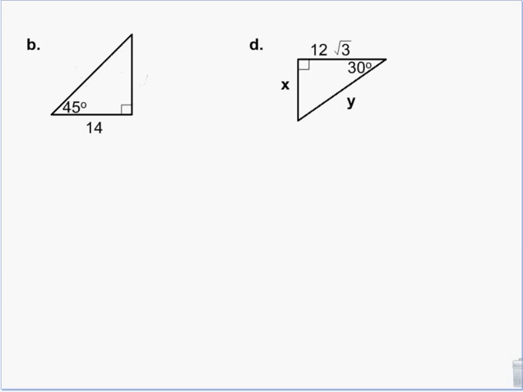And my pattern, again, is x, x, x times the square root of 2. So 14, 14, 14 times the square root of 2.